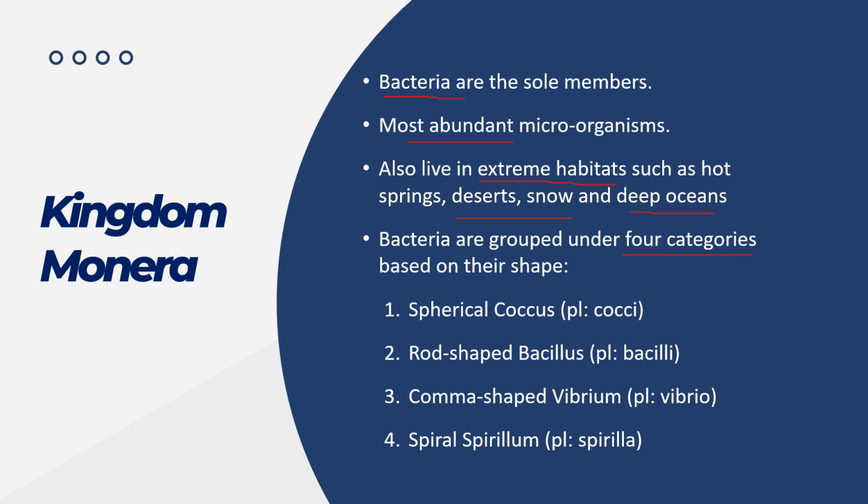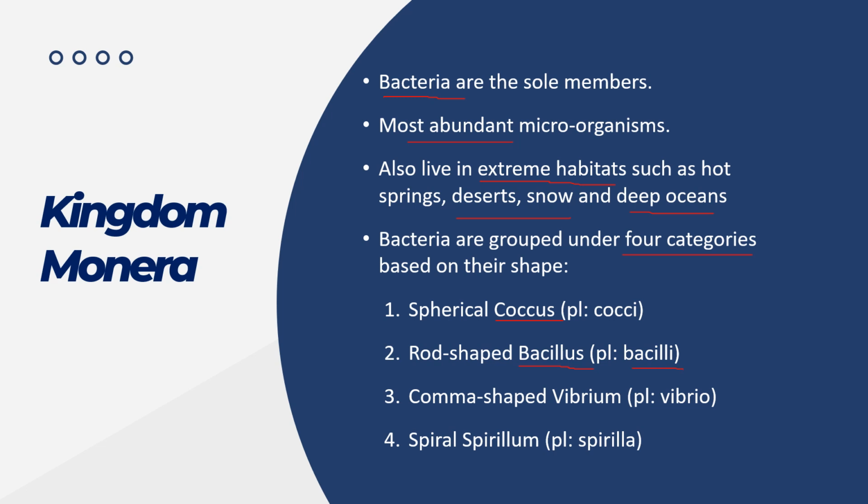पहला ग्रुप है जहां spherical बैक्टीरिया पाए जाते हैं. These are known as coccus. They are spherical in shape. In plural, we can call them cocci. Second group is of rod-shaped bacillus. Bacillus बैक्टीरिया रॉड शेप्ड होते हैं, प्लूरल में इनको बैसिलाई कहा जाता है.